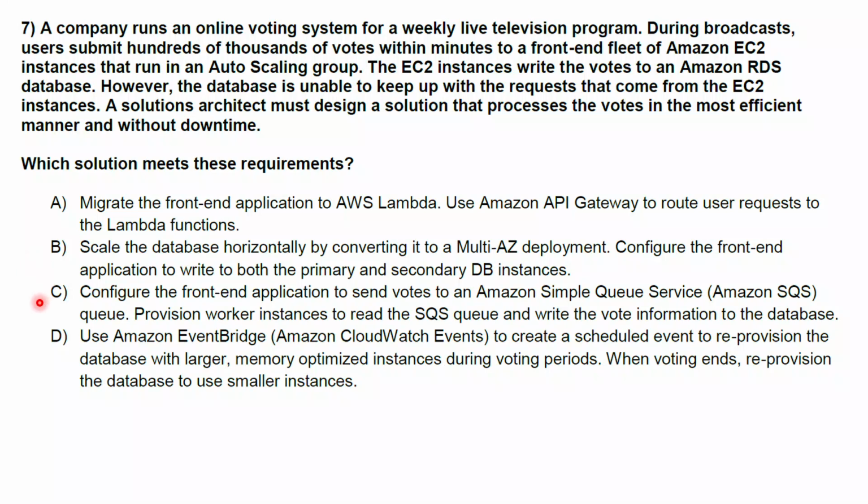With choice C, we modify the front-end app to send votes to an SQS queue. The worker instances then read from this queue and write to the database. This solution is in fact perfect and it is the correct solution. Choice D recommends vertically scaling the database during voting periods and reducing the size after the voting ends. While this would work, the scaling action in fact requires a downtime. So this does not meet the no downtime requirement. So among all these choices, C is the correct solution.